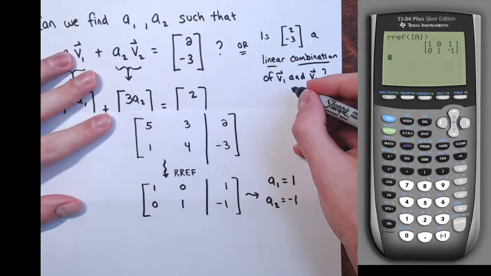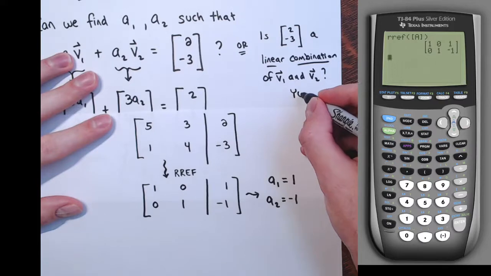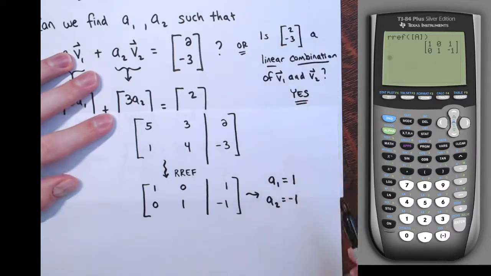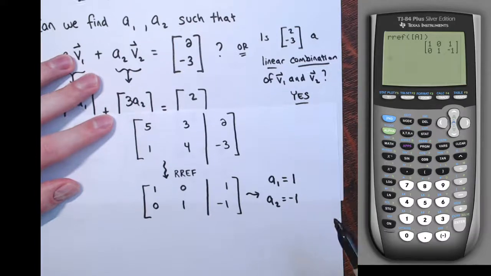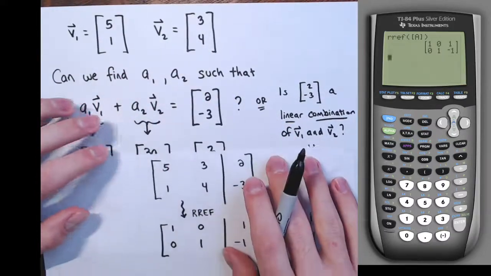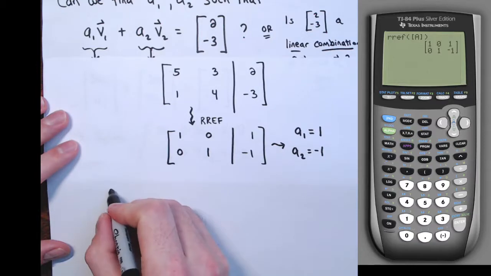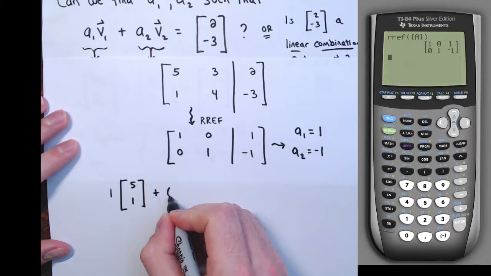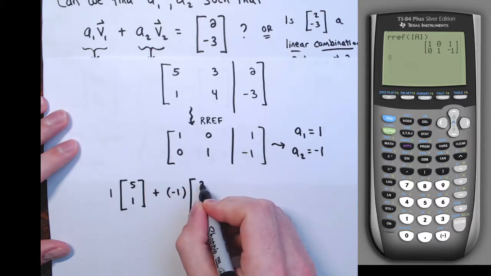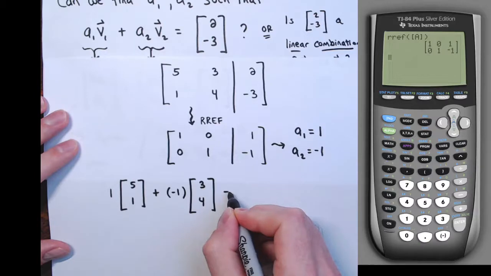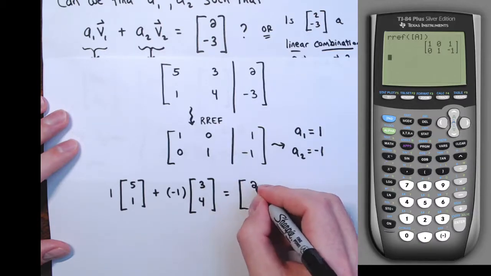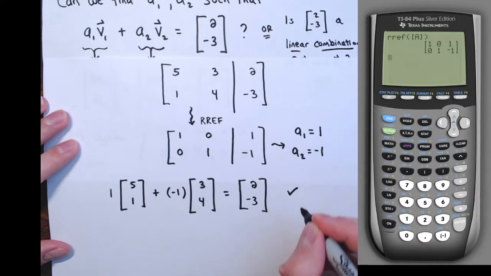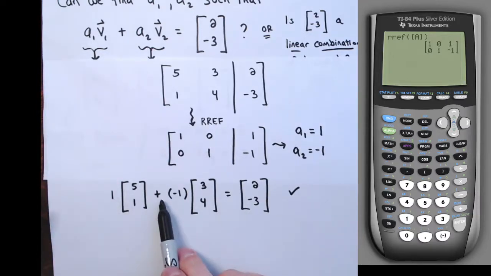So yeah, the answer is yes. This system had a solution. So the answer to this question, is the vector 2, negative 3 a linear combination of 5, 1, and 3, 4? The answer is yes, and here's how. I take 1 times 5, 1 plus negative 1 times 3, 4, and that will give me the vector 2, negative 3. And then we'll check this: 5 plus negative 3 is 2. 1 plus negative 4 is negative 3. This does indeed work out.